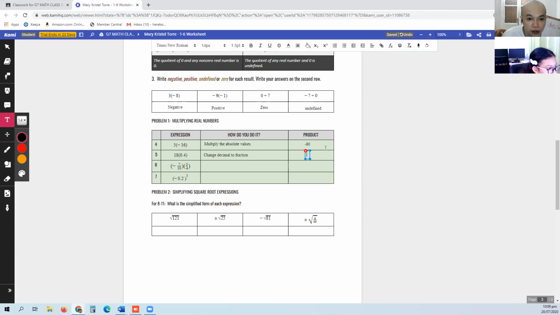4 over, wait a minute. The result will be like this, okay? 18 times 4 over 10. Can you multiply 4 and 18? 18 times 4, what's the result? 18 times 4. 72. Okay, divided by 10. 7.2. Okay, so the answer is 7.2. Right, 7.2.